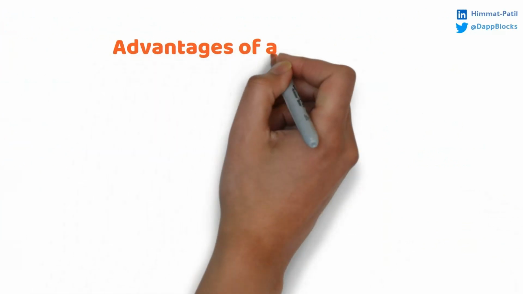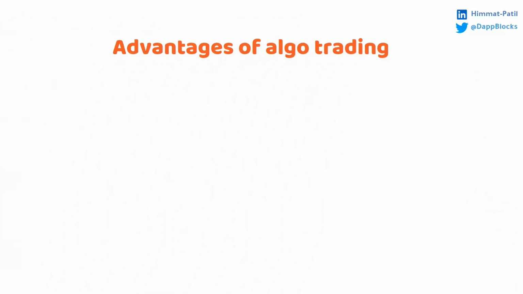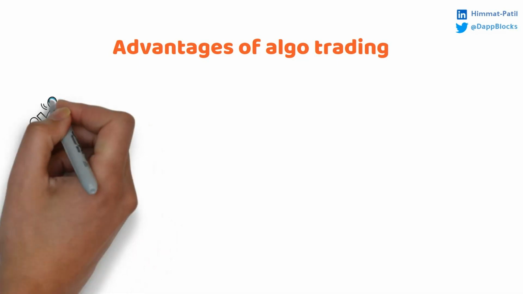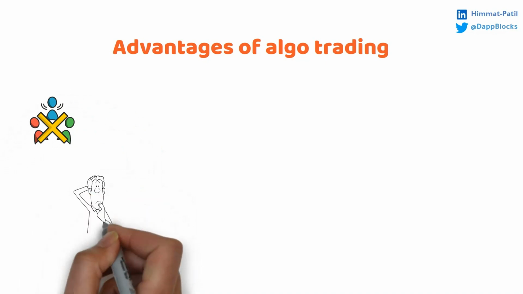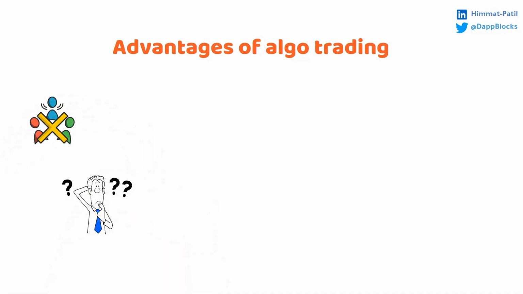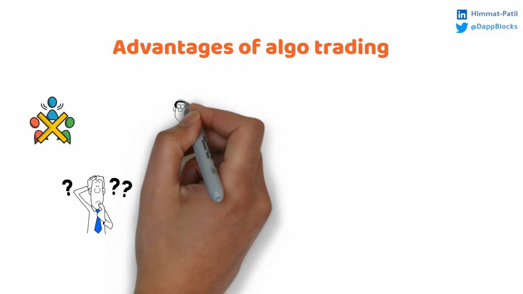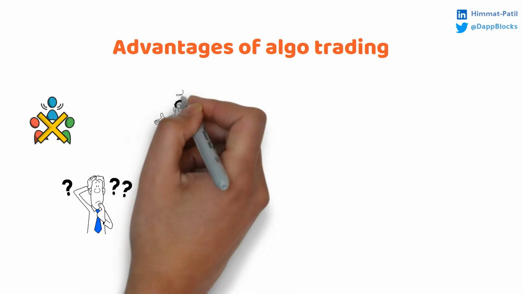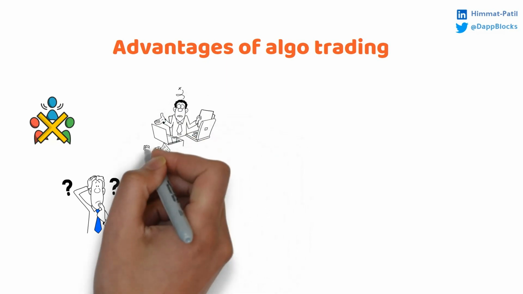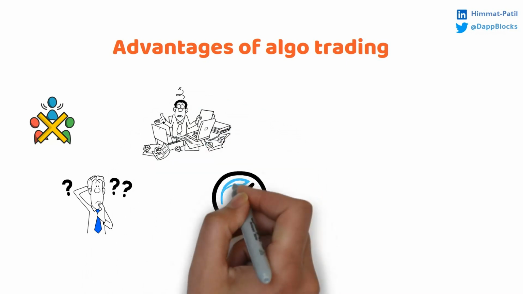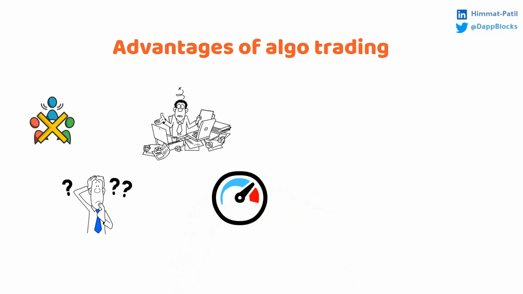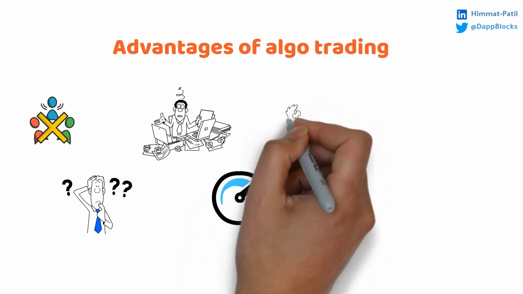Advantages of algo trading. First, no human errors. Second, it removes human emotions and psychological factors out of the trading. Third, algo can check as many indicators as we want at the same time. Manually checking multiple indicators is quite difficult. Fourth, fast order execution. Fifth, strategy creation and backtesting.